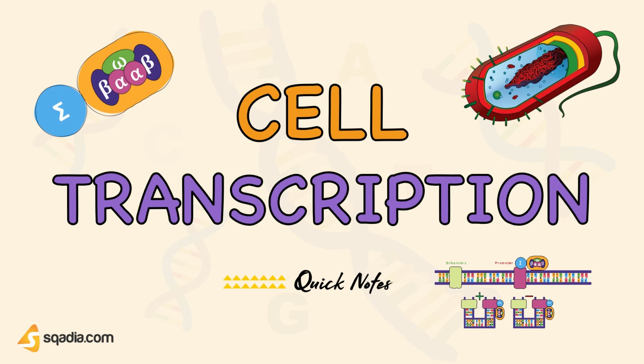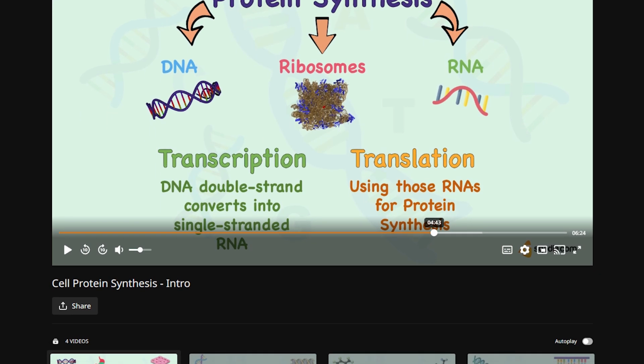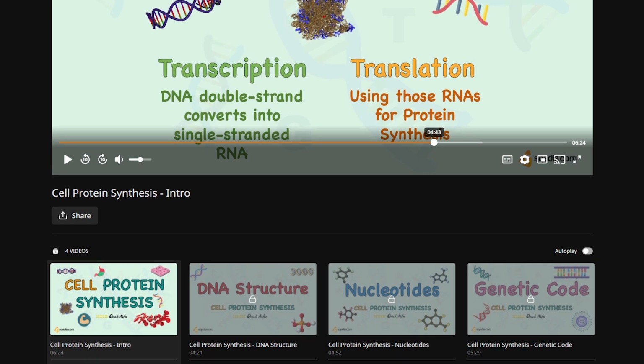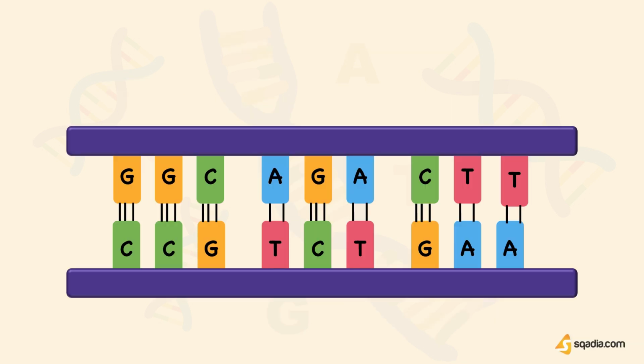Welcome back, everyone. So, in the previous video, we talked about the general process of protein synthesis and all the required structures for it. In today's video, we will be talking about cell transcription, its different enzymes, and the proteins that it requires. Then we will discuss the transcription process in detail: initiation, elongation, and termination. So let us start from where we left off.